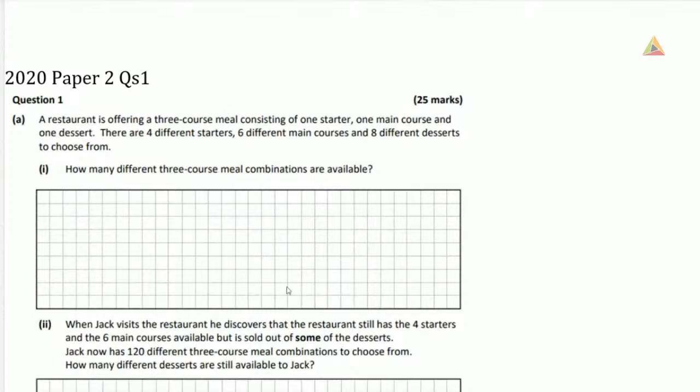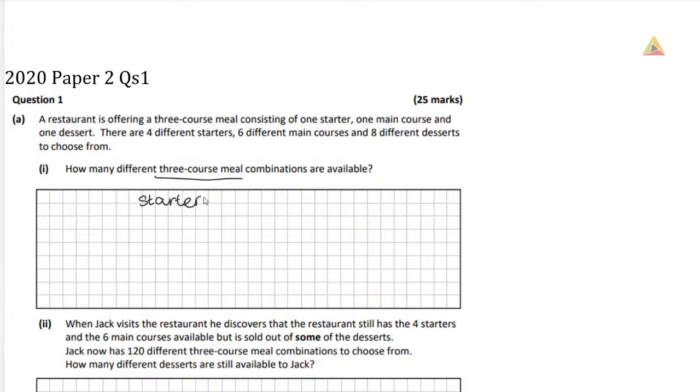So it says a restaurant is offering a 3-course meal consisting of 1 starter, 1 main course and 1 dessert. There are 4 different starters, 3 different main courses, and 8 different desserts to choose from. So how many different 3-course meal combinations are available? So we have to write down the number of options that we have for each thing. So if we're going to have a 3-course meal, we're going to have a starter and a main course and a dessert.